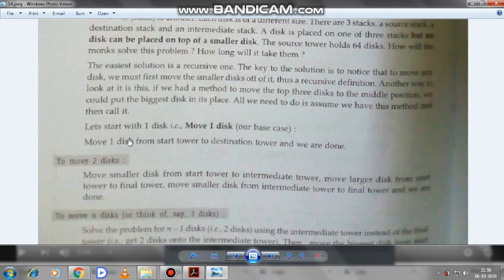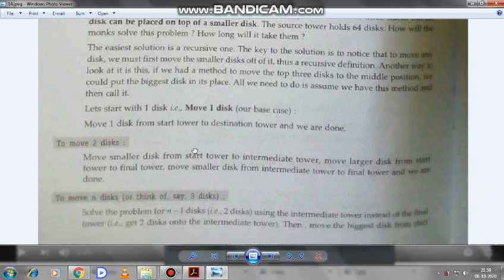See here, suppose you have only one disk, so move disk 1 from the start tower to the end tower. Now if you have two disks, then move the smaller disk from the start tower to the intermediate tower and move the larger disk from the start tower to the final tower. Then move the smaller disk from the intermediate tower to the final tower, and we are done. Now if three disks are there, we can do it like this.